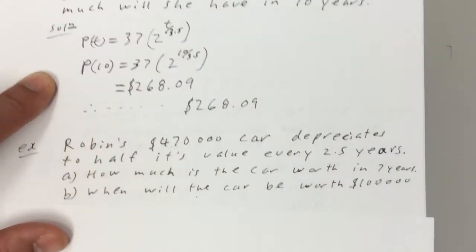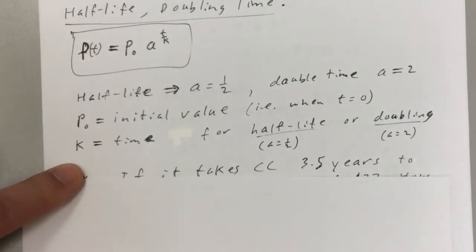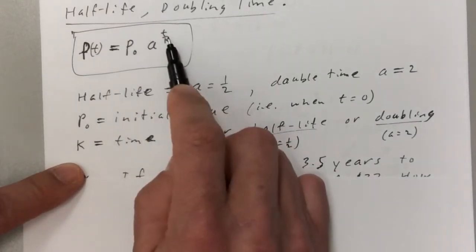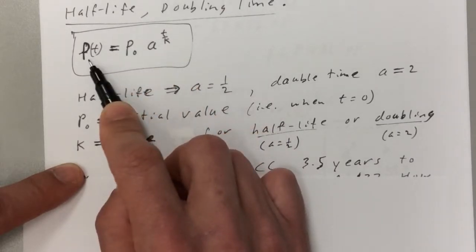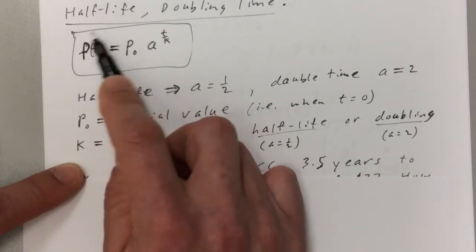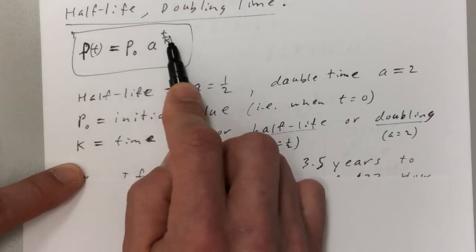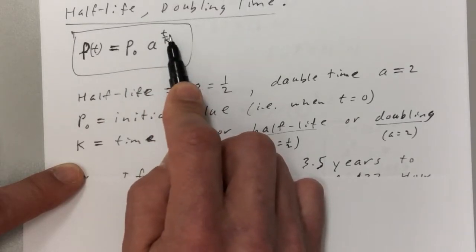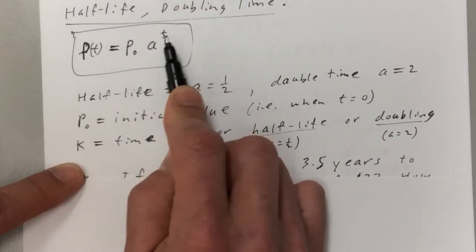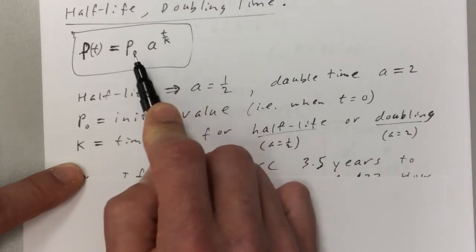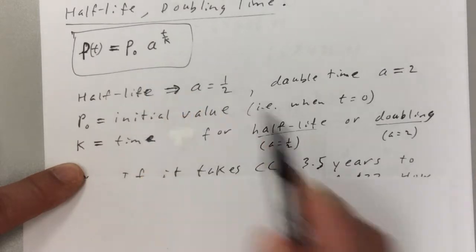In this formula up here, there are a number of things you can ask for. If you know all of this and you can sub in t and solve for that, it's great. But what if you know this and you don't know t? Then you have to solve for an exponent. Or you don't know k. Or you don't know P naught. You could be asked to solve for any of those.